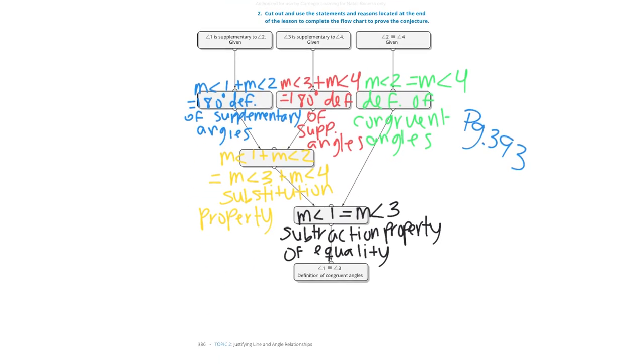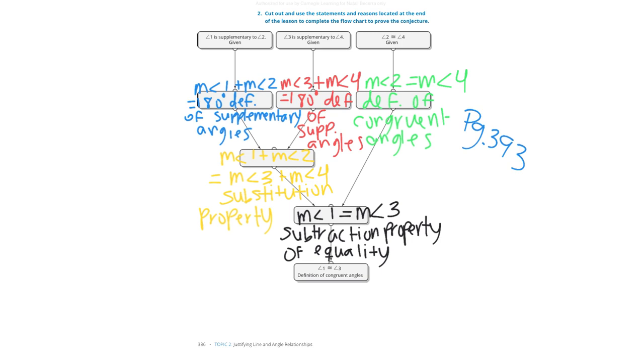Cut out and use the statements and the reasons located at the end of a lesson to complete the flow chart to prove the conjecture. So for this one, the cutout is on page 393. You're more than welcome to cut it out and paste it. If you don't feel like doing that, or if you don't have your book, just go ahead and write it out like how I did.